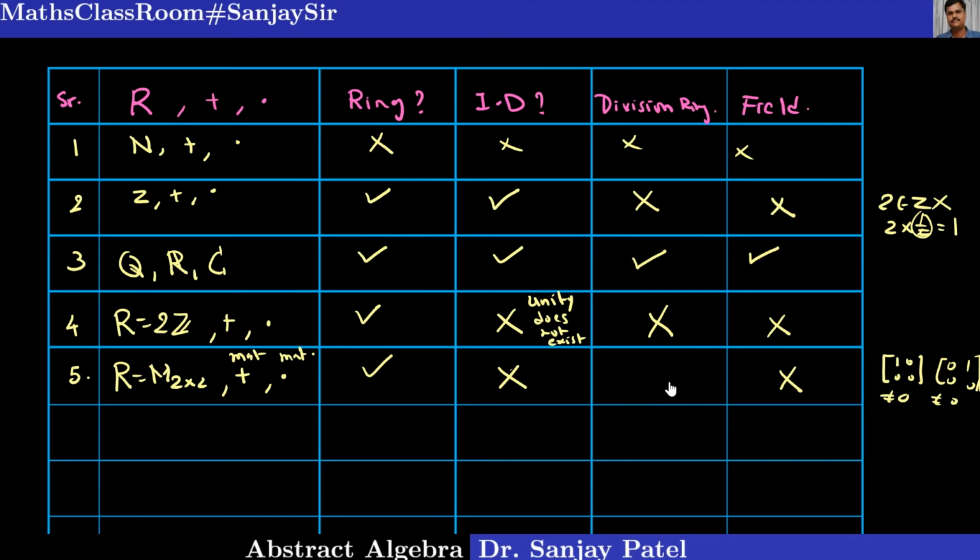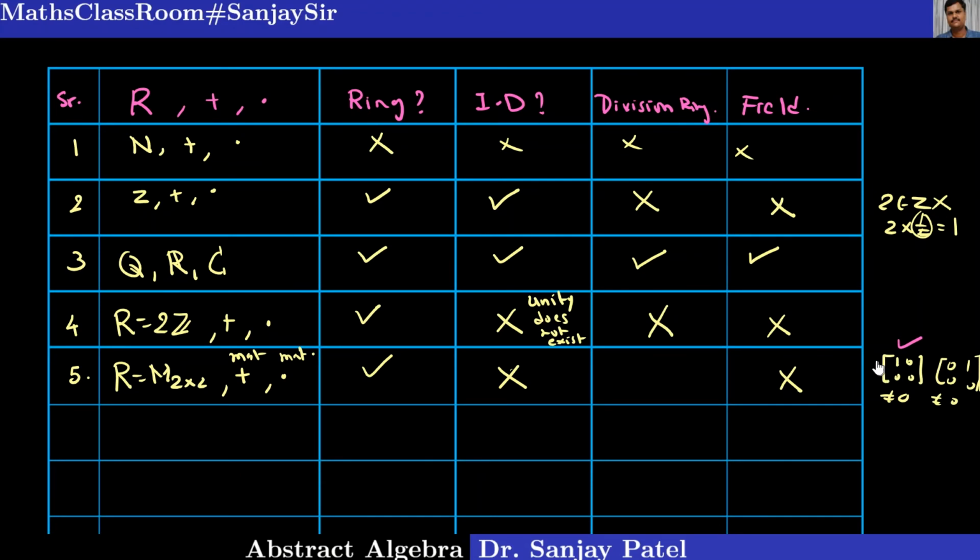Is it a division ring? Can I say that every non-zero matrix has a multiplicative inverse? No. You know very well, every non-zero matrix cannot have its inverse. Inverse exists for a square matrix only if its determinant is not zero. Let us take the same example I mentioned here.